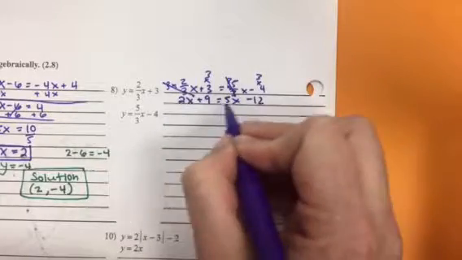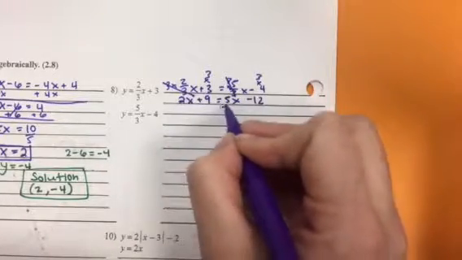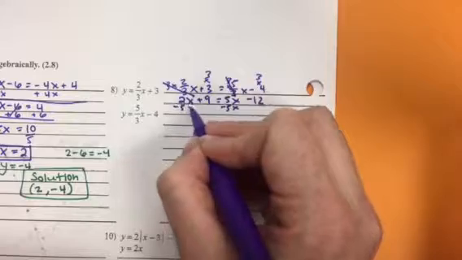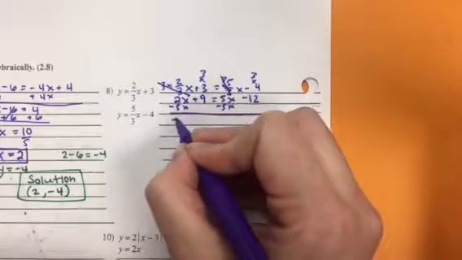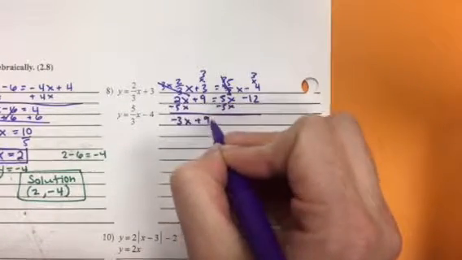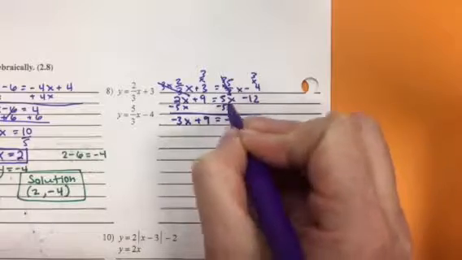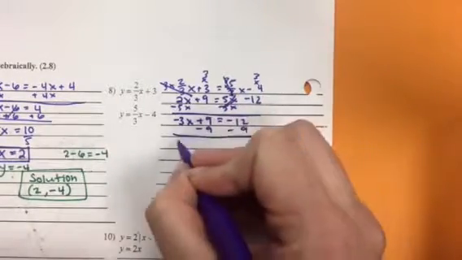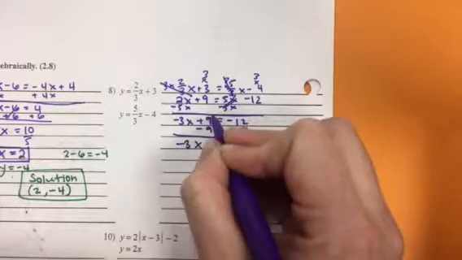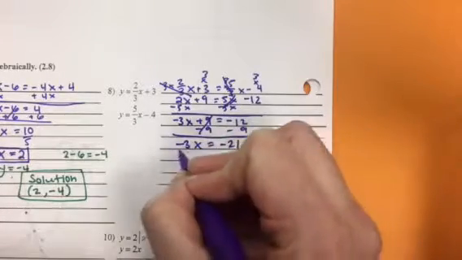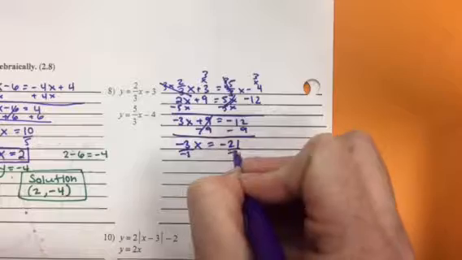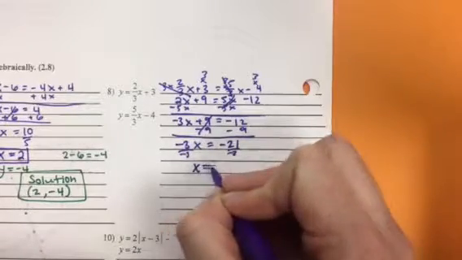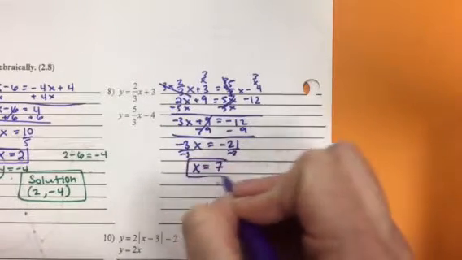I'm going to move the 2x, or let's see, we'll move the 5x over. So we get -3x plus 9 equals -12, minus 9 from both sides. -3x equals -21. Divide by -3. X equals a positive 7.